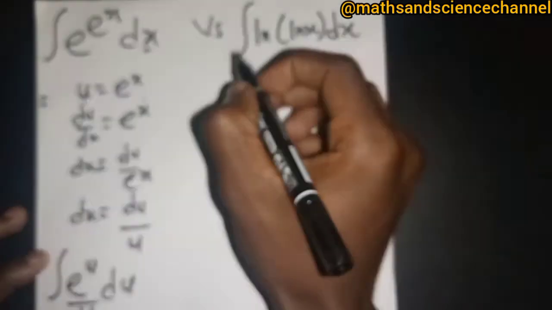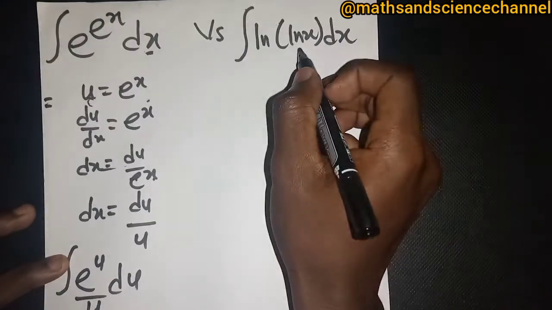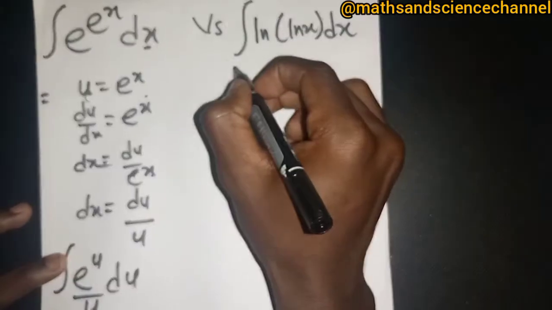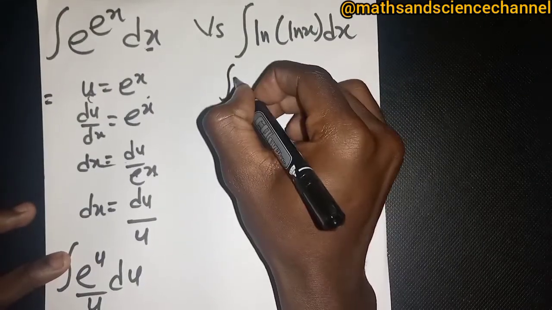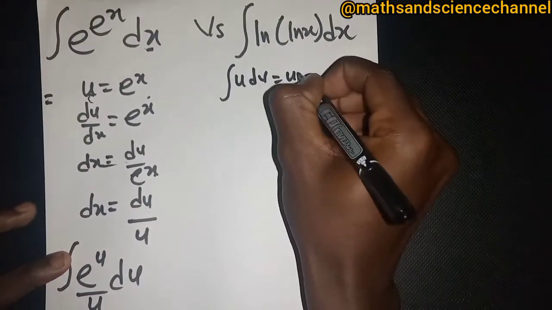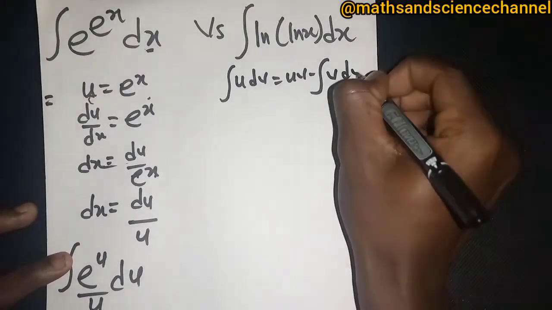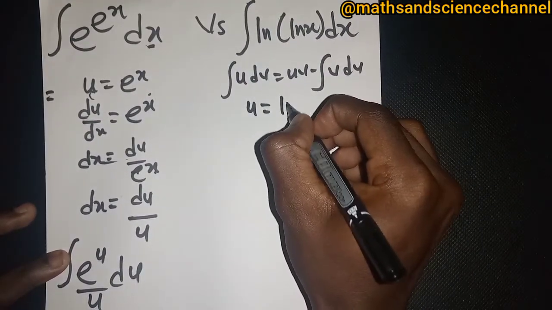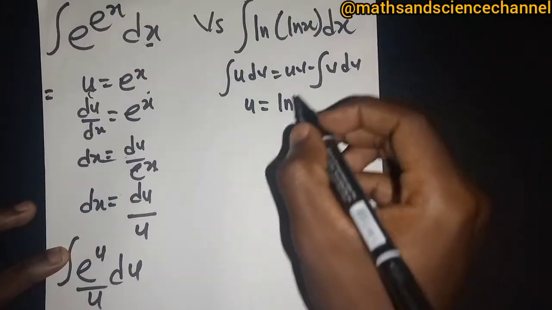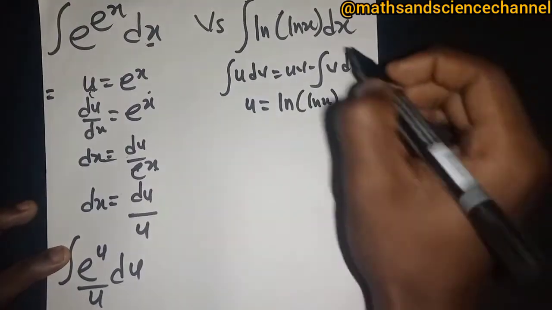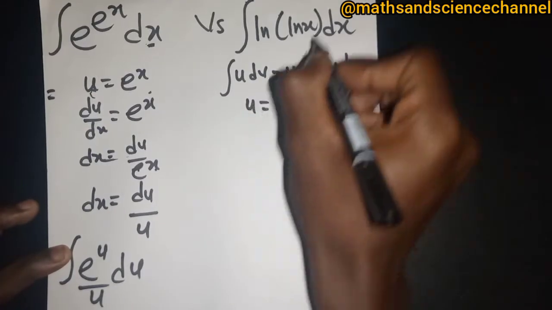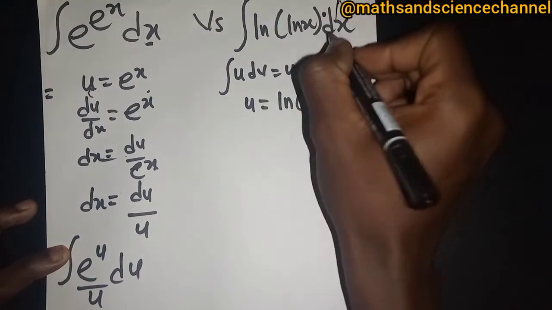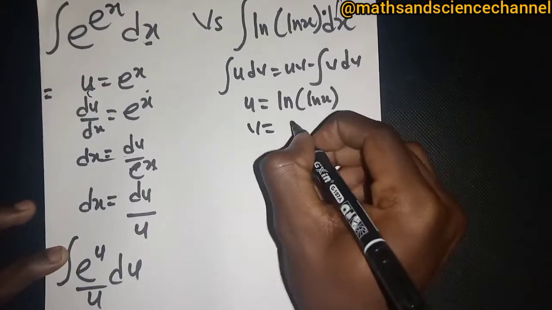Now let's look at this one. Over here we have the integral of ln(ln x) dx. So what we are going to do is use integration by parts. Integration by parts is given by the integral of u dv equal to uv minus the integral of v du. So over here realize that our u is just ln(ln x). Now it's integration by parts, so we have two values multiplying here. So we have ln(ln x) multiplied by 1 dx. So our dv here is just 1 dx.